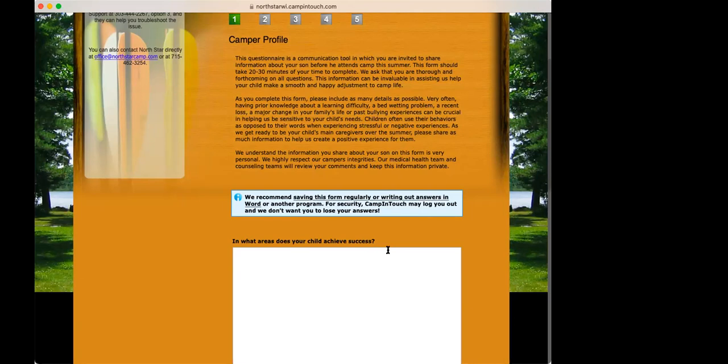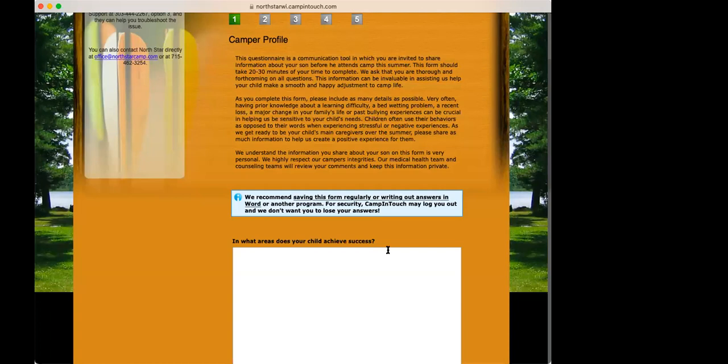With all of our forms, there is a timeout feature with this Campintouch system. And so I highly recommend that in order to provide the answers that we think this form deserves, you save your answers in a Word doc or a Google doc, because we have heard from time to time that the answers do time out, that parents put a lot of thought into this only to lose their answers because of the timeout feature. So as you're filling out the Camper Profile, that would be my strongest recommendation.